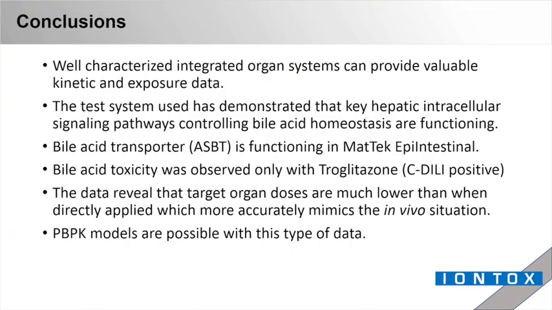And so in conclusion, we have a well-characterized integrated organ system which provides valuable kinetic and exposure data. This test system demonstrated that the key hepatic intracellular signaling pathways controlling bile acid homeostasis are functioning, and they are responding properly to the cyclosporin and the troglitazone exposures. Our ASBT, the apical bile acid transporter, is functioning in the MatTek Epithelial model, and the bile acid toxicity was observed, but only with troglitazone, which is what is known to happen in the clinic as well. Troglitazone is a cholestatic drug-induced liver injury positive compound.